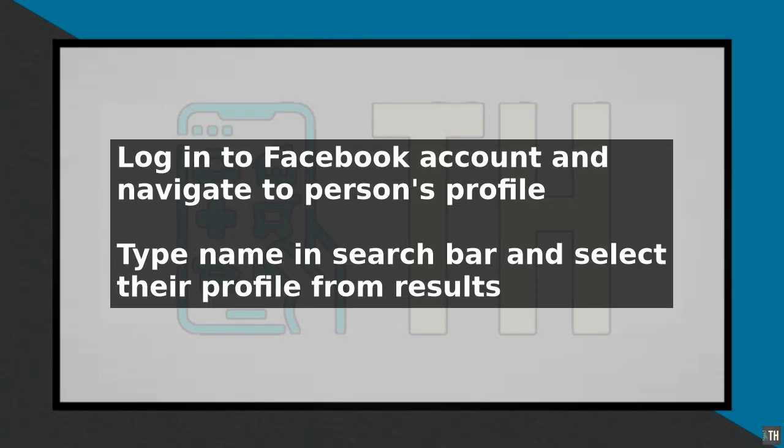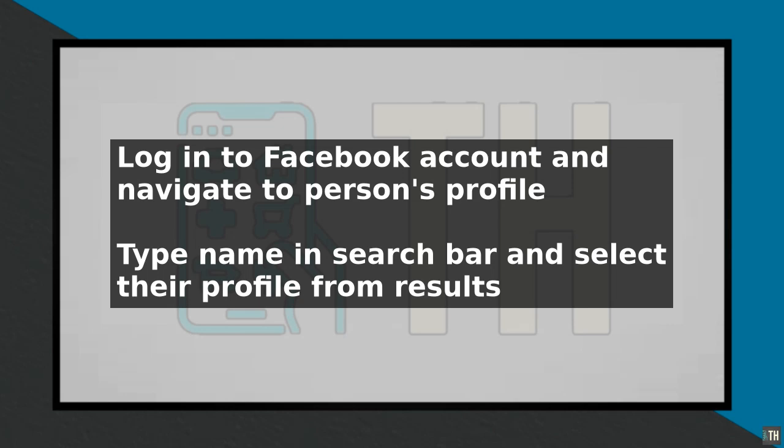To hide mutual friends on Facebook, follow these steps. First, log into your Facebook account and navigate to the profile of the person whose mutual friends you want to hide. You can do this by typing their name in the search bar at the top of the page and selecting their profile from the results.